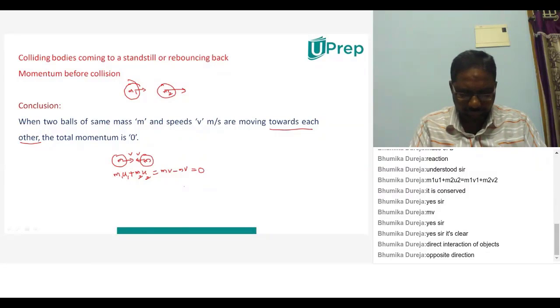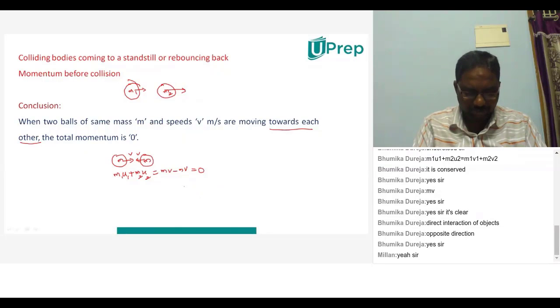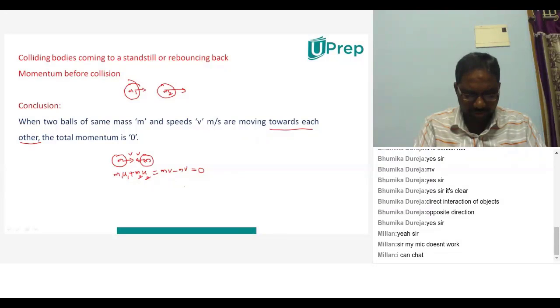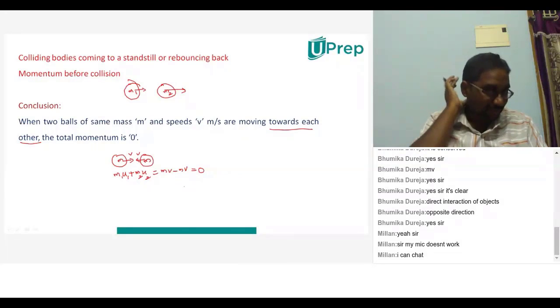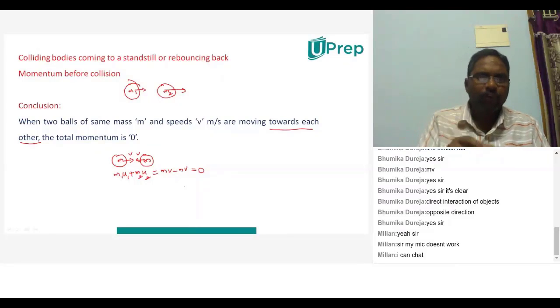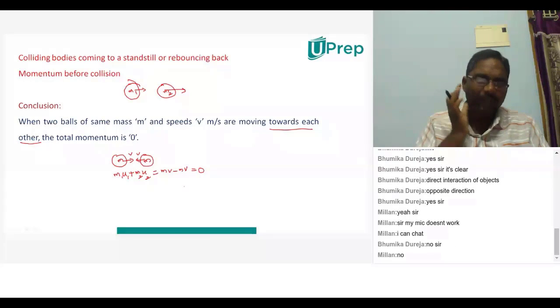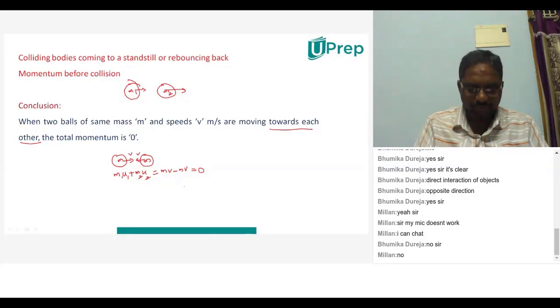Now tell me. Right. Tell me, Bhumika, whether you are listening to me. Milan, you are listening to me. Milan, right. Can you speak, Milan? Can you speak? Right. Sahas is not there. Okay. Right. Tell me whether this momentum now before collision will be 0, right or wrong. Milan, Bhumika, everyone. Why will it not be 0? Bhumika, why will it not be 0?